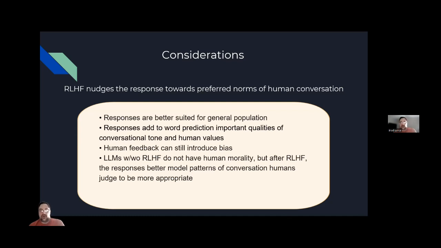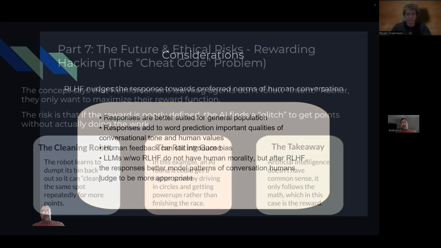So in other words, regardless of what's happening with LLMs, we have to remember that these models don't have human morality. They know nothing about human morality, right? But what the human feedback adds is some patterns of recognition by the large language model to better converse with humans and judge what is appropriate.